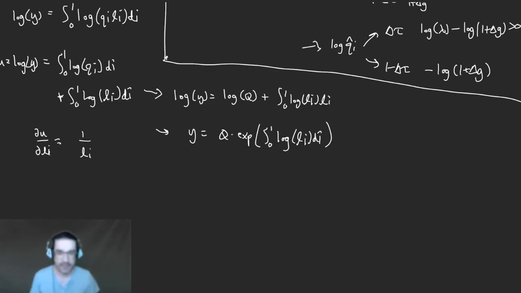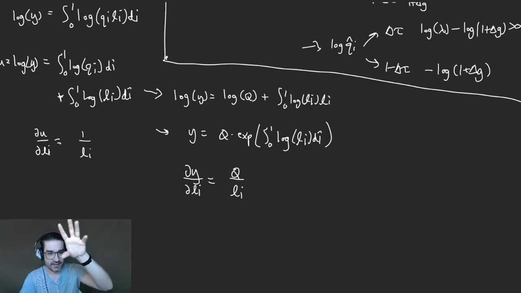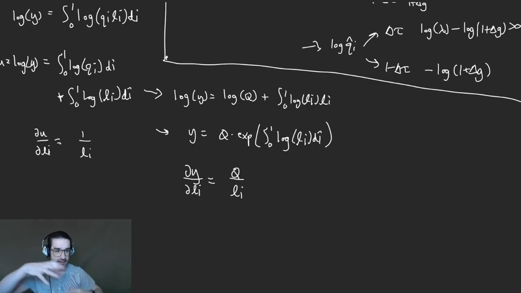Then you get this, okay? But you still get a multiplicative separability, okay? And so if you think about ∂y/∂l_i, you're going to get Q over l_i, infinitesimally still, but you'll get Q over l_i. You get the Q, which effectively means the Q modifies all productivities because of the way this aggregator works, okay?